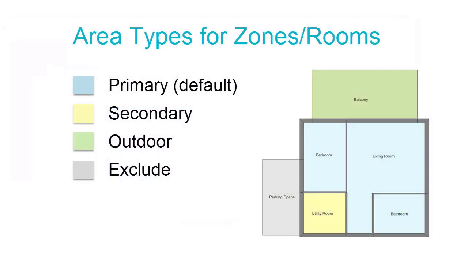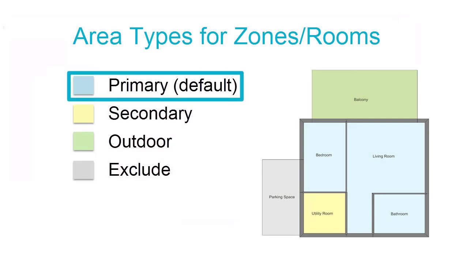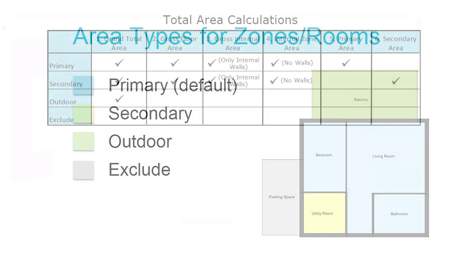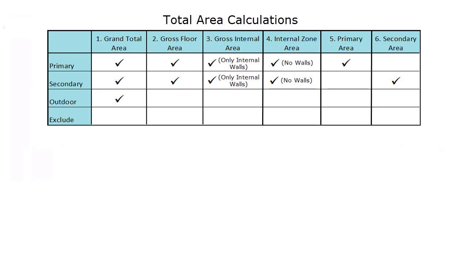With RoomSketcher, you can customize which rooms or areas are included by setting up area types. All rooms are automatically set as primary by default. In this sample floor plan, 3 rooms are primary, shown in blue. You can set a room to secondary to indicate that it's not a typical living space, like this utility room. You can mark areas as outdoor, like this balcony, or exclude, like this parking space, which will exclude the area from all calculations. Once you've set any area types, RoomSketcher can sum 6 different total area calculations for you.